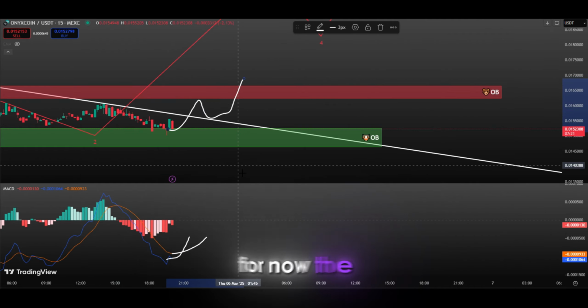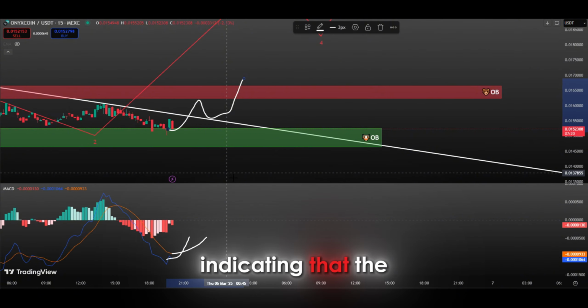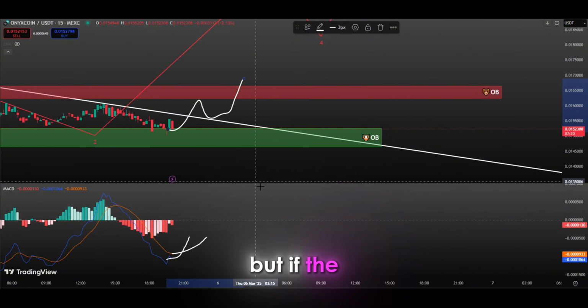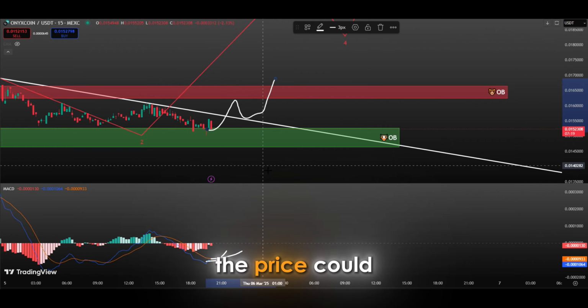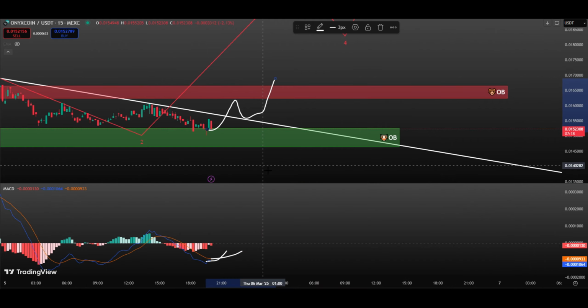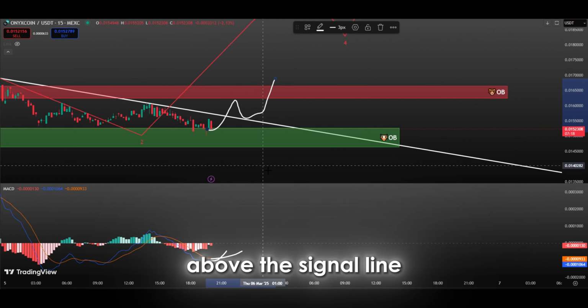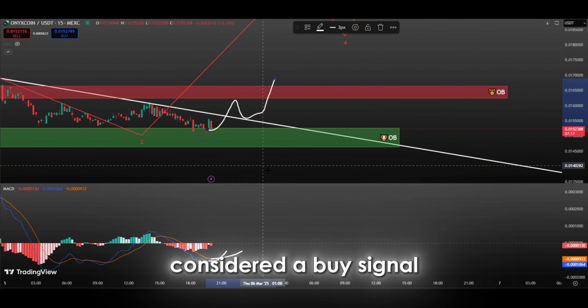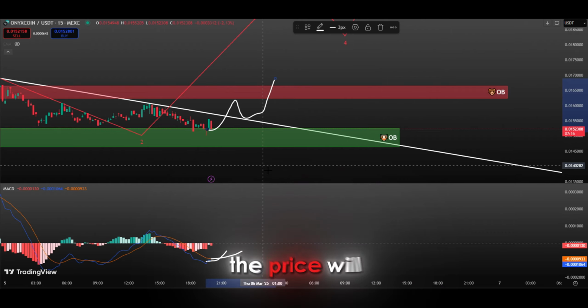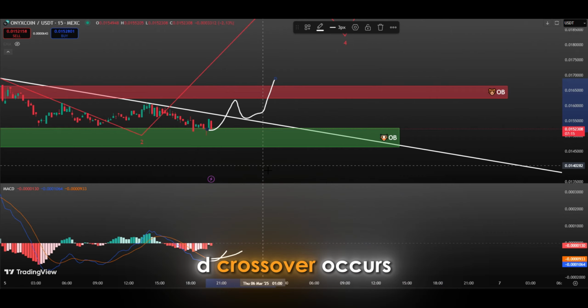For now, the MACD is below the zero line, indicating that the price is still in a weak zone. But if the crossover materializes, the price could gain some upside momentum. If the MACD line crosses above the signal line, this is usually considered a buy signal and may indicate that the bulls are starting to gain strength in the market. The price will surely break the downtrend when the MACD crossover occurs.